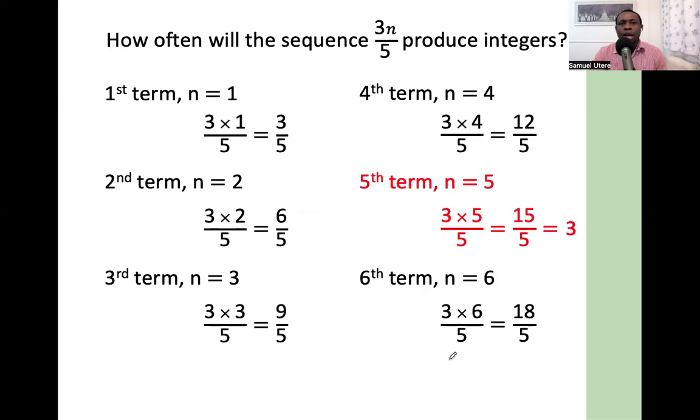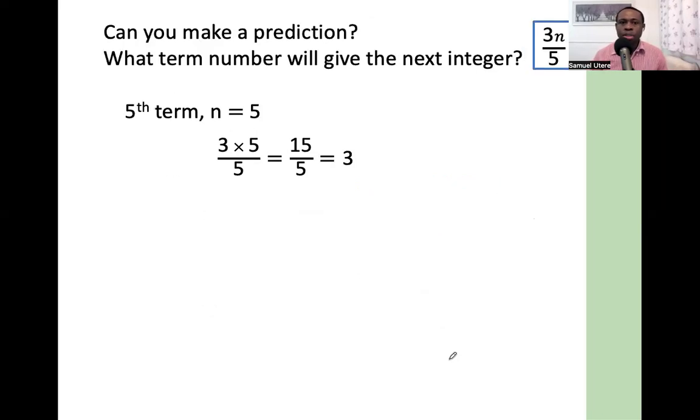But they're asking us how often will the sequence produce an integer? Well, we do not really know, but can we make some conjecture or some projection? Well, we can do that by saying, what if the multiples of 5 would produce integers? So we can say, well, let's try 10 and see what we get. So you try it and see what you get.